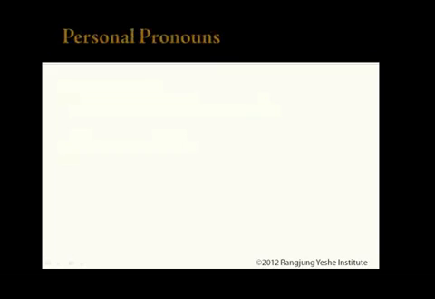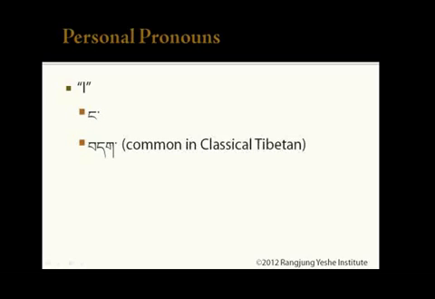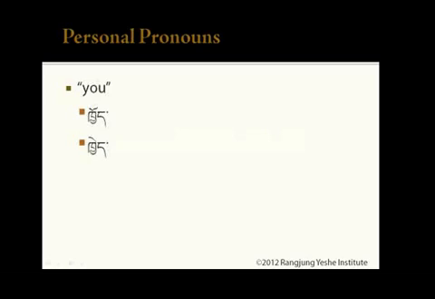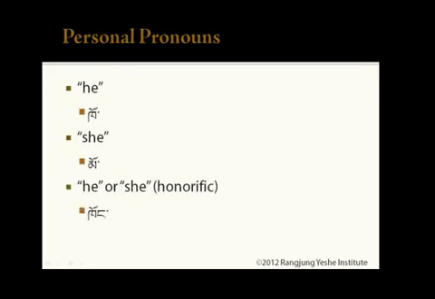Shifting gears a bit, let's turn to the personal pronouns. There are many words in Tibetan that can be translated as different types of personal pronouns, but here we'll just cover the most common ones. The first person pronoun I is either nga or dak. Dak is more common in classical Tibetan, but you will occasionally encounter the word nga in classical texts. The second person pronoun you is kyu or ke when showing respect. And the third person pronoun is ko, meaning he, mo, meaning she, or kong, which is a respectful term that can mean either he or she.